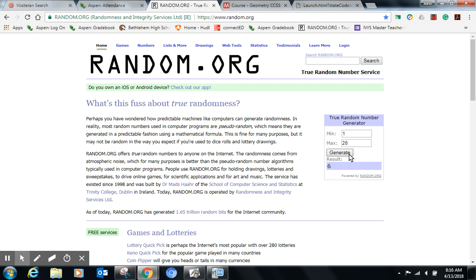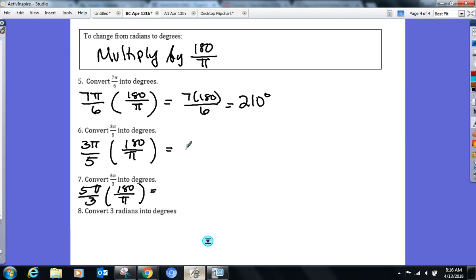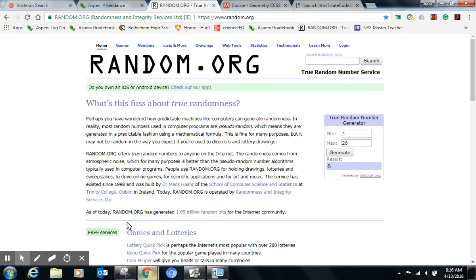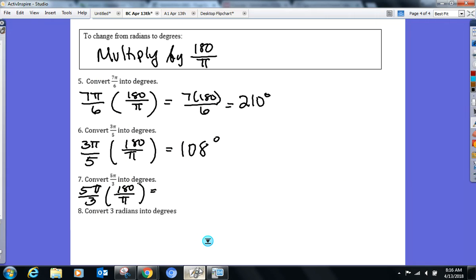Six and 7, just 6. What'd you get for the degree measure? 6. Look at that. 108. Nice job. And then 5. If I have 5 pi over 3 in radians, how many degrees do I actually have? Here you go. 300. And does anybody see anything different in number 8?